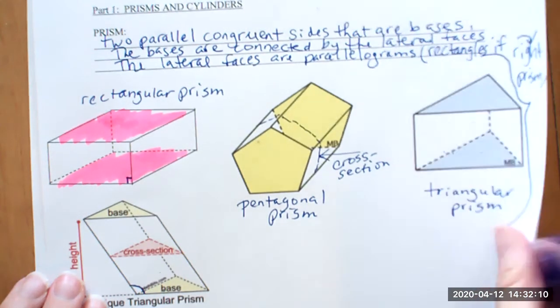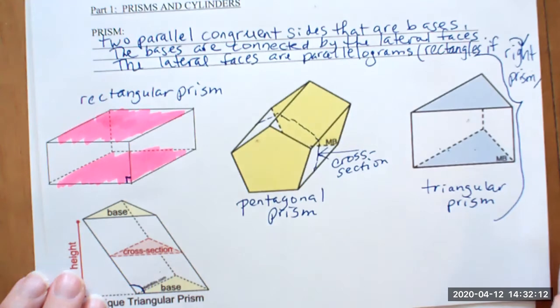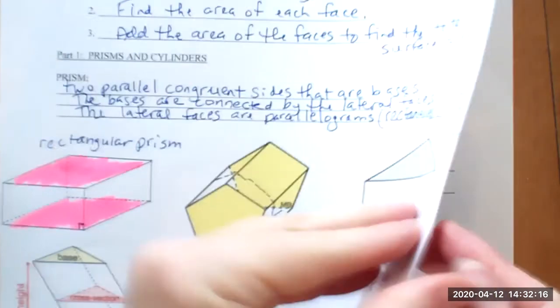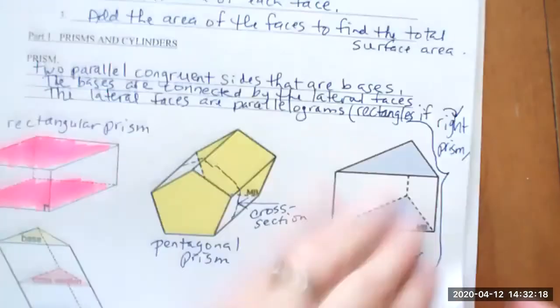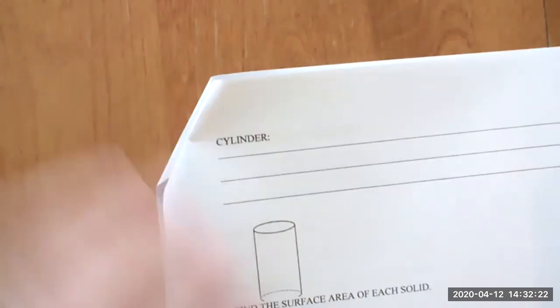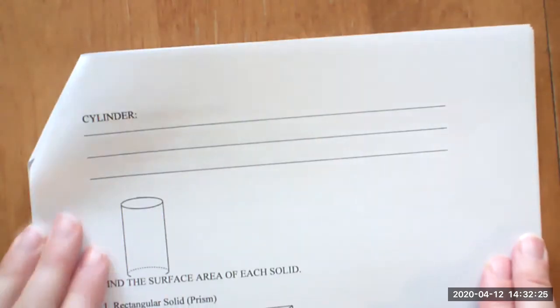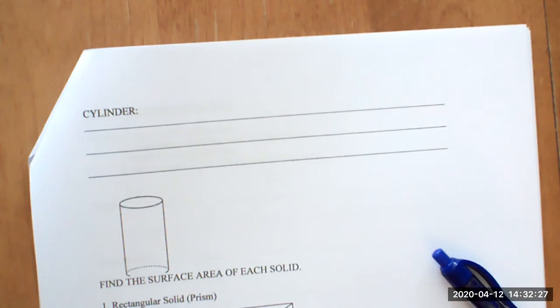Okay, I'm just going to pause for a moment, because before we discuss cylinders, I want to look at a can and show you what a cylinder is, just by actually looking at the can. All right, so I'm going to pause for a moment so I can show you that can.